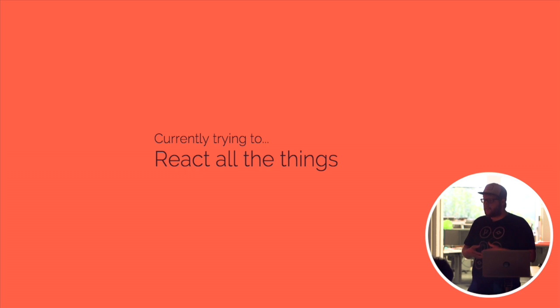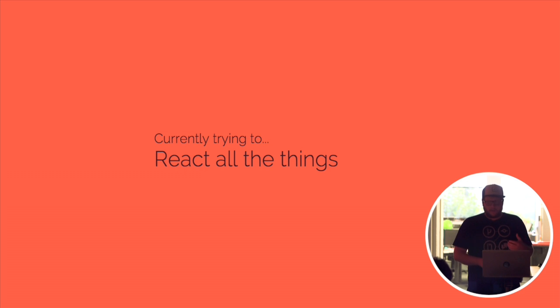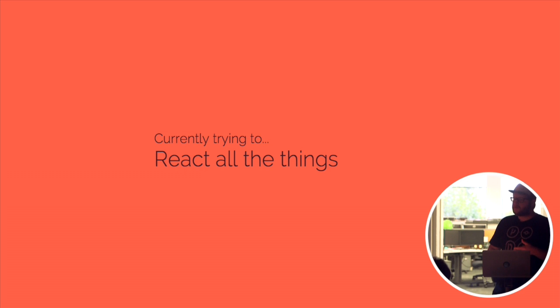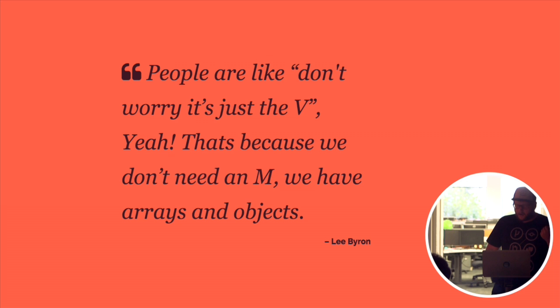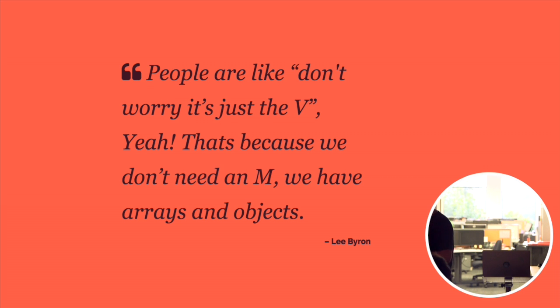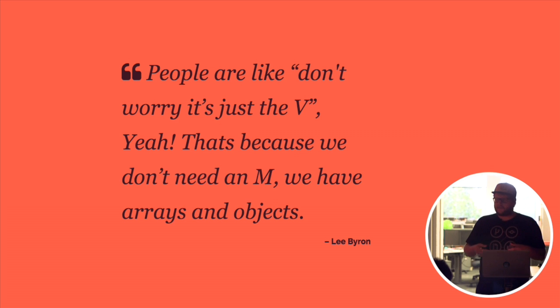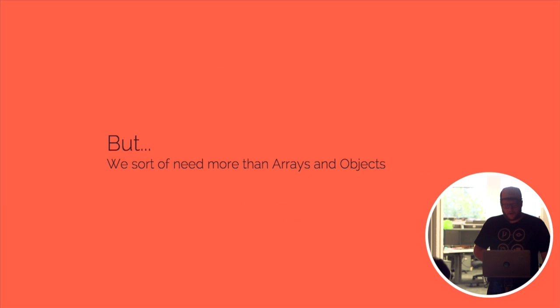On the React site, they mention it's the V in the MVC, but people that use React know that this isn't quite true. But it does do one thing interesting. This is a quote by Lee Byron, the guy who did MelbJS. People are like, don't worry, it's just a V. Yeah, that's because we don't need M. We have arrays and objects, because they just get passed into the components, and we output what we need based on what we pass in.